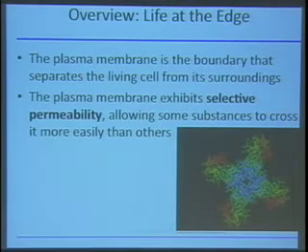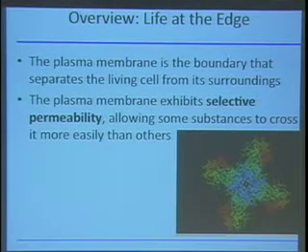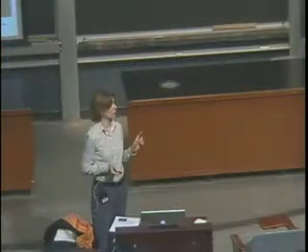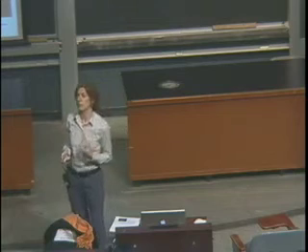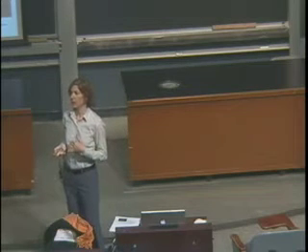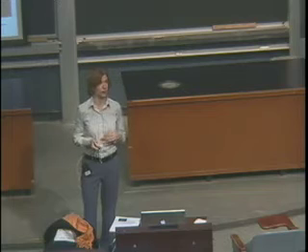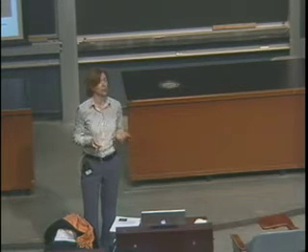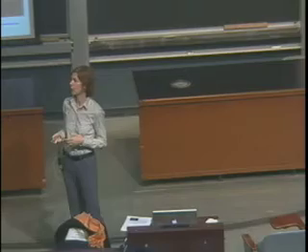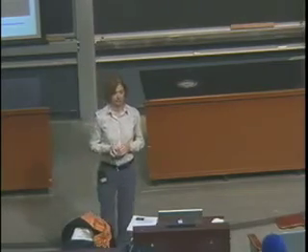So the plasma membrane, we've talked about this before, right? We talked about phospholipids, the lipids that make up most cellular membranes. This is the boundary that separates cells from the outside world. And the plasma membrane is very important because it has selective permeability to molecules. That means that molecules can't get freely inside and outside of cells. They have to go across the plasma membrane. And as we'll talk about today, there are a number of different ways that they do that.